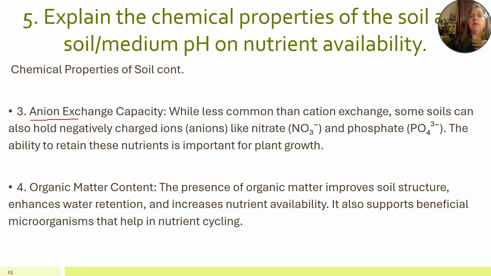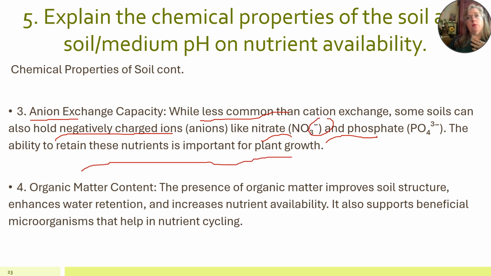Anions, again, those are the negative ones. While it's less common than cation exchange, some soils can hold negatively charged ions, anions, like nitrates and phosphates. Again, you see these guys are negative. The ability to retain these nutrients is also important for plant growth because the plants need some positive ions and some negative ions. Plant nutrition is the next unit. We'll talk about plant nutrition, where they're trying to get their minerals. And this has a lot to do with it.